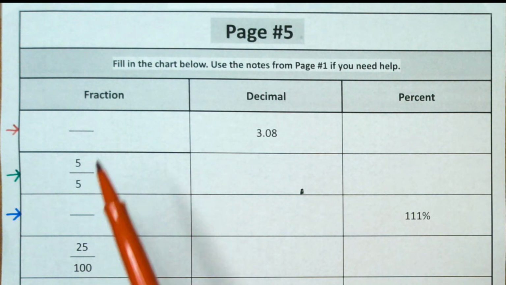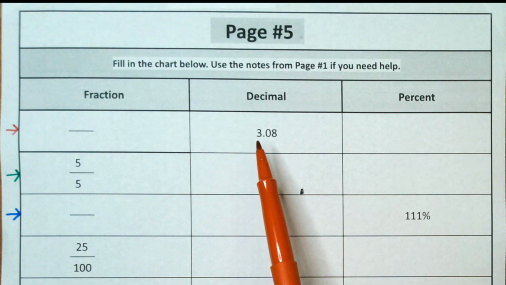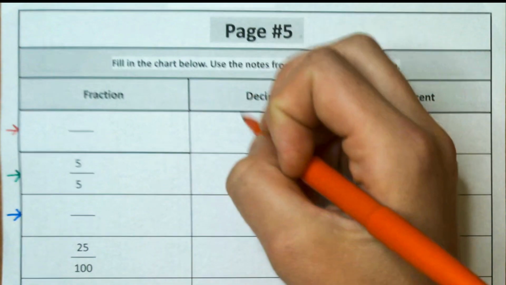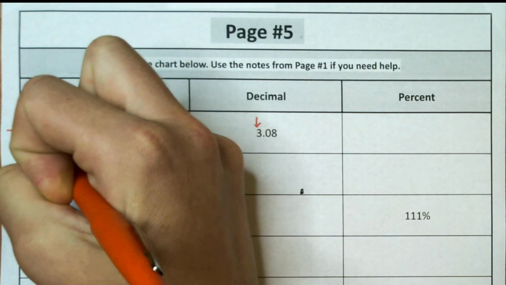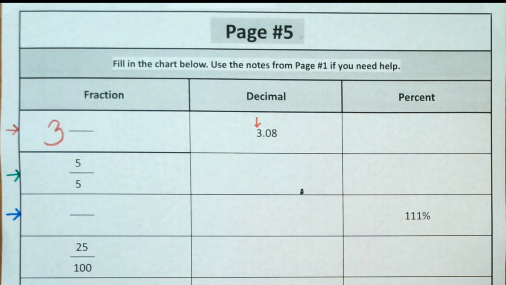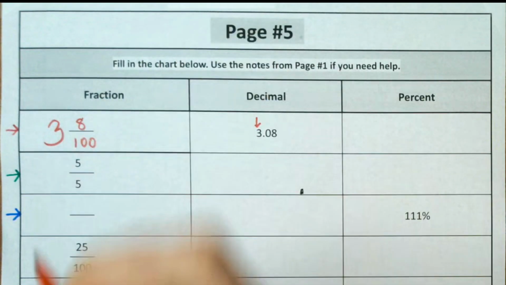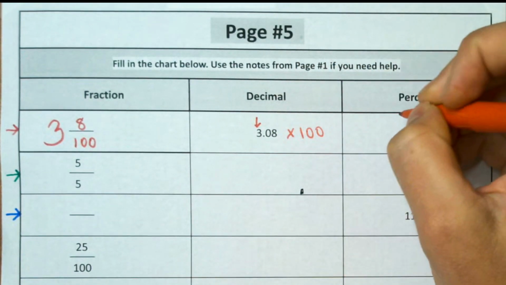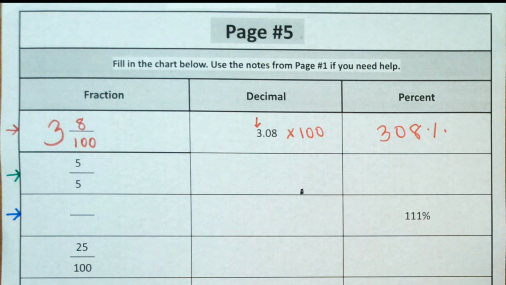All right, let's check our work for just these 3. I can see the first problem, my decimal is filled in, and it's 3.08. So when I write that as a fraction, I'm going to make my whole number 3 because the 3 is in the ones place to the left of the decimal. And then I can label my 8 hundredths. The 8 is in the hundredths place. I also know when I go from a decimal to a percent, I just multiply by 100 and I get 308%. Check your work for that first row.